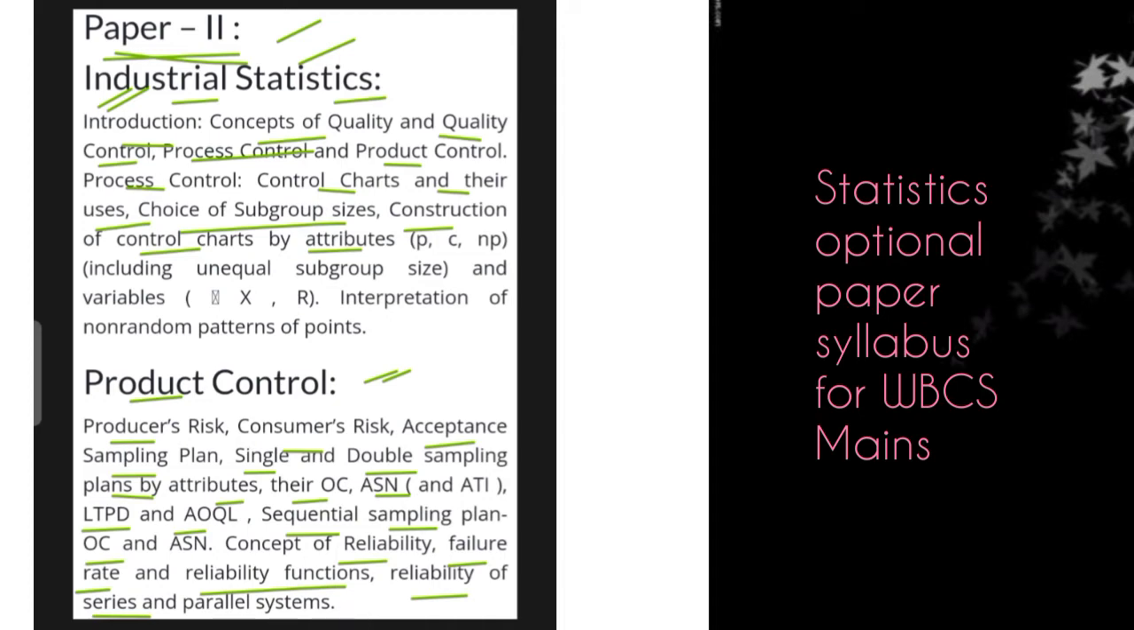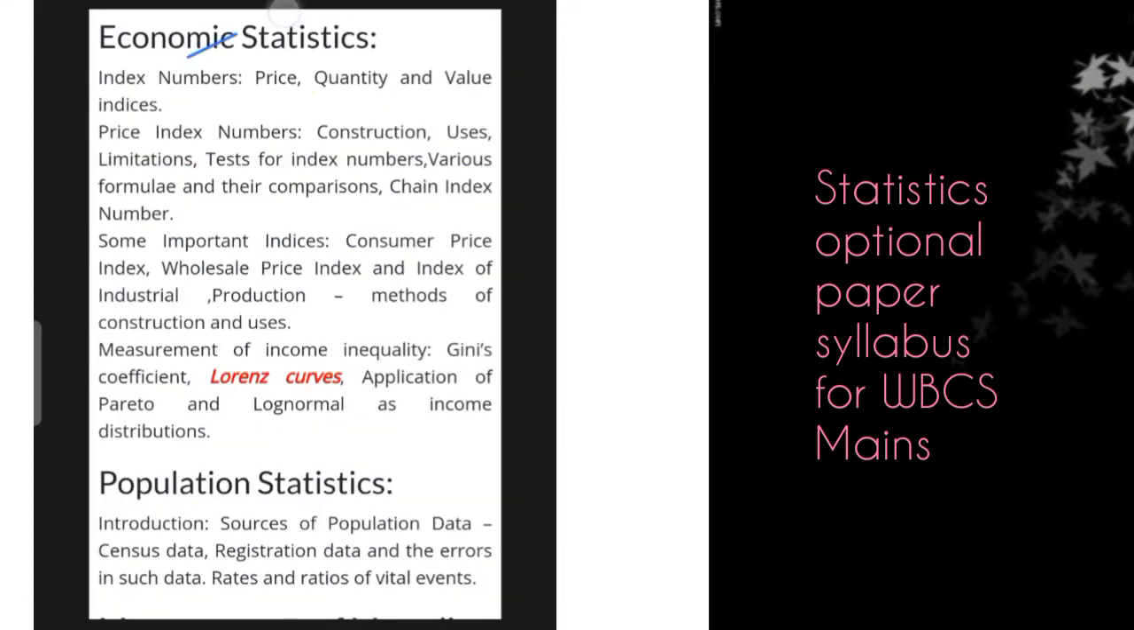The next section deals with economic statistics, which includes index numbers, price, quantity, value indices, then price index numbers, and their construction, uses, limitations, test for index numbers, then various formulae and their comparisons, chain index number, some important indices, consumer price index, wholesale price index, and index of industrial production.